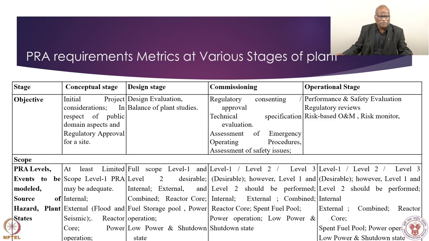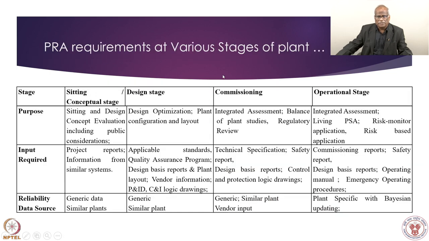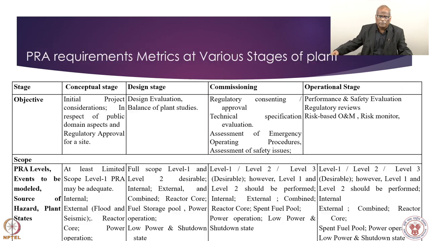Then regarding scope, you can see here, initially it was level 1 that we were thinking about. Level 1 at design stage, level 1, level 2 is desirable with internal, external and all that. And then finally commissioning stage, we require level 1, level 2, level 3 is desirable. Of course level 1 is required, but level 2 should be performed, and scope should include other than the reactor core, spool for nuclear system, and power operation, low power and shutdown state. So this is the kind of activities that have to go on.